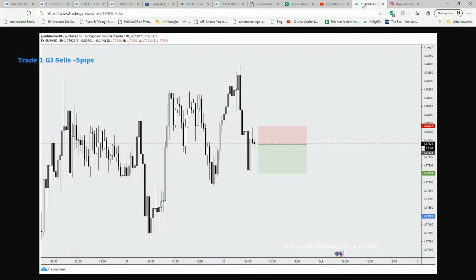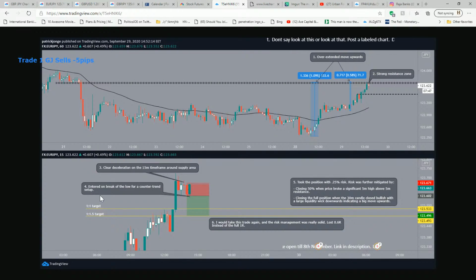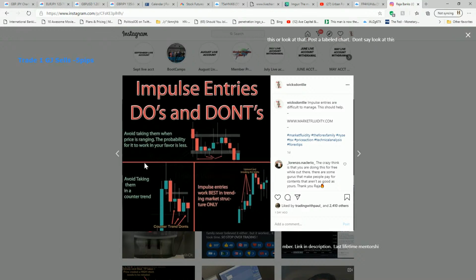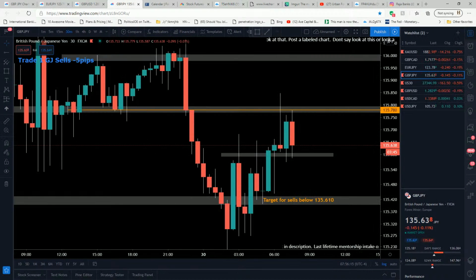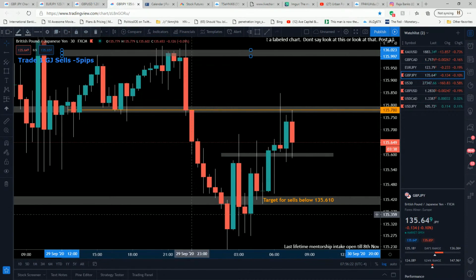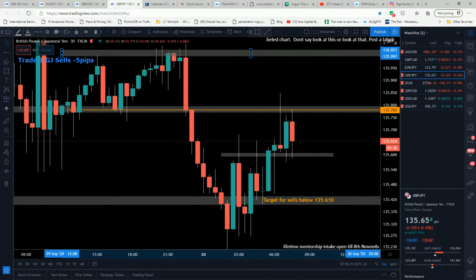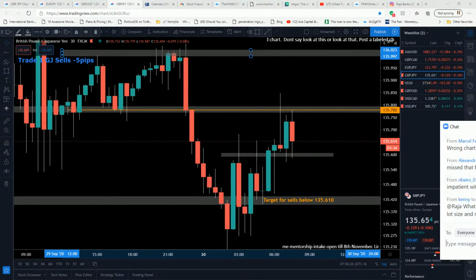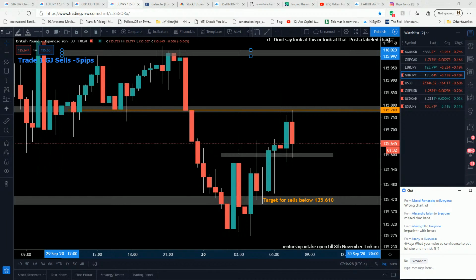So what do we have over here? We have entered on the break of the low impulse entry in a counter trend. So obviously you lost this trade because this is a don't for impulse entries. Come on, man. If I'm bringing these impulse entries ideas to everybody, you have to follow some rules, right? People don't listen, man. They don't pay attention, and that's why they suffer. I mean, their account suffers.